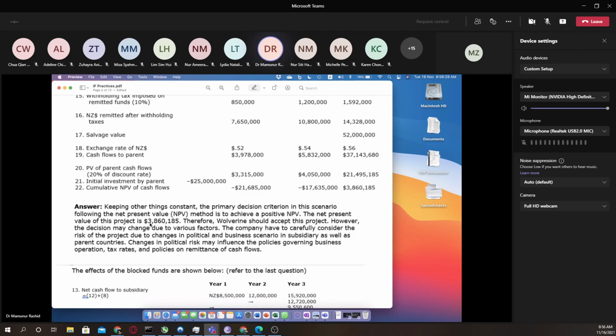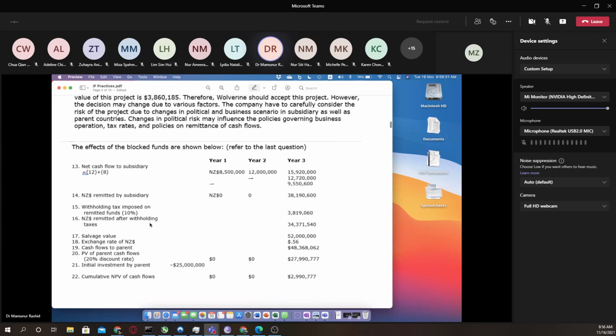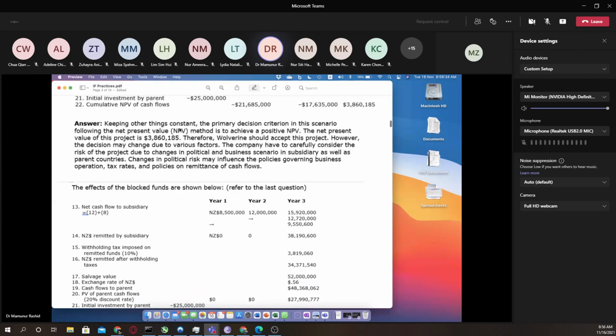Okay, so this is a small explanation given here. Keeping other things constant, the primary decision criteria in this scenario, following the net present value method, is to achieve a positive NPV. The net present value of this project is 3.860185. Therefore, Wolverine would accept this project. However, the decision may change due to various factors.